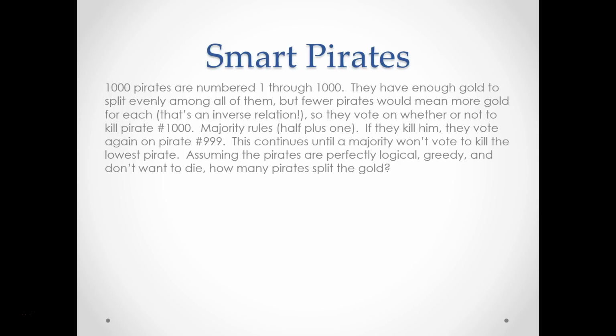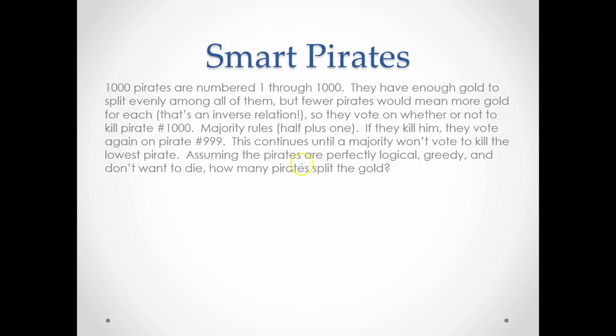They have enough gold to split evenly among all of them, so maybe like 1,000 factorial pieces so that you could split it evenly among any number of pirates. But if there were fewer pirates, that would mean there's more gold to share. So they're going to vote on whether or not to kill pirate 1,000. The majority rules, so if they can get 501 people to vote to kill that pirate, they'll kill him. If they do, then they'll vote on 999, and then 998, 997, and so on, until they get to a place where they can't get a majority rule.